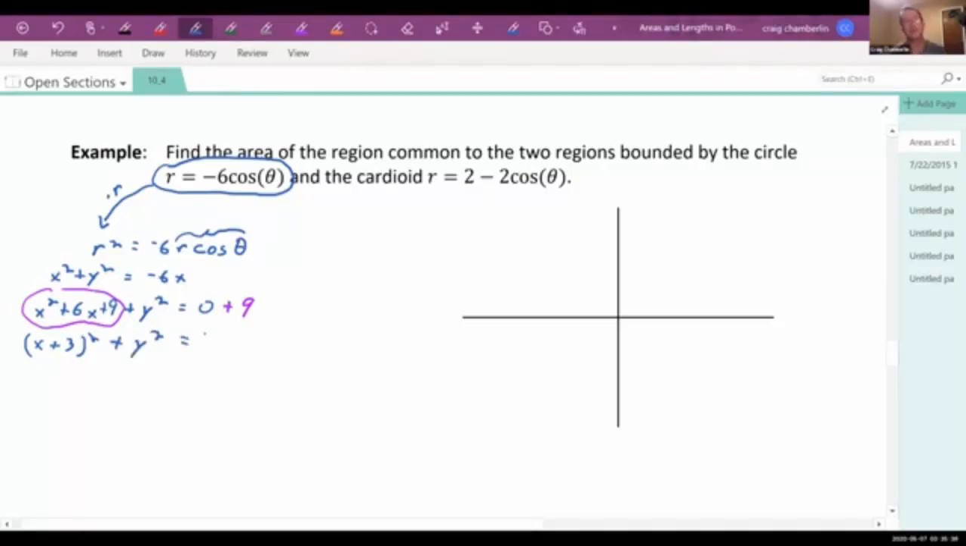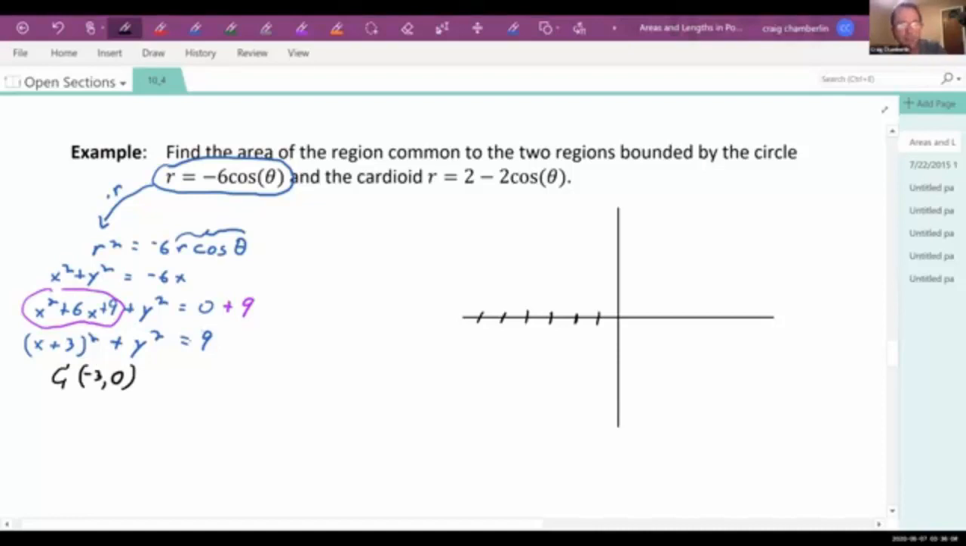Can you tell me then what the center and radius of that circle is? -3, 0. That's right. And then what's the radius? 3. Yep. Okay, so the center of this circle is -3, 0.